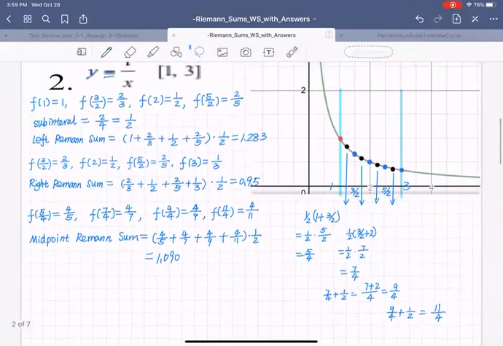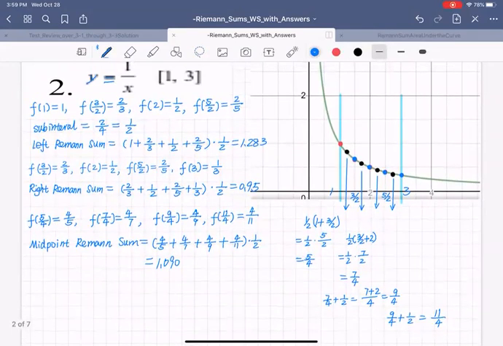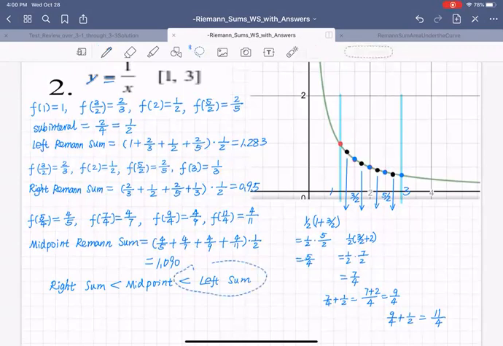Okay, we do see that the left Riemann sum is the biggest one. The right Riemann sum is the smallest one. This right one is smaller than the midpoint, smaller than the left sum. Right? Yes. There's a reason for this.